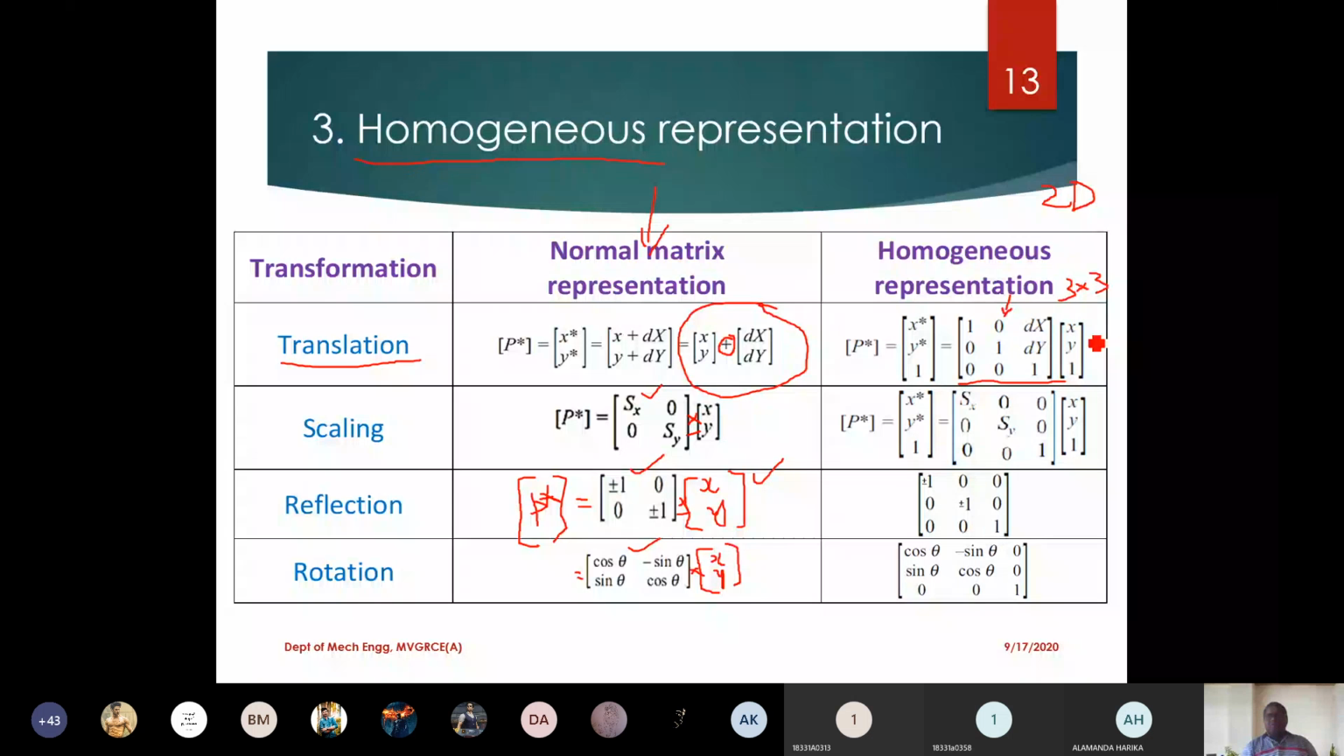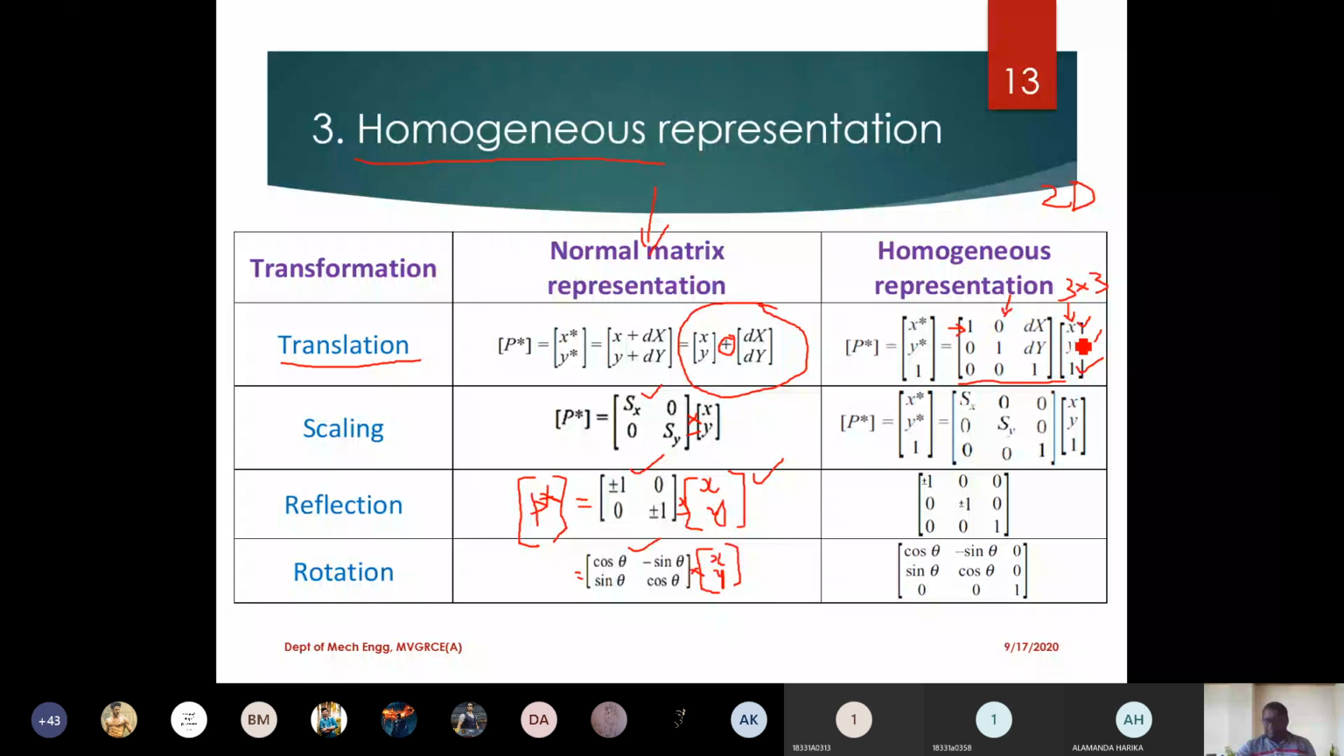And if you want to check how these 3 by 3 matrices are the same as the original, no issue. If you try to multiply these two matrices, this horizontal row you need to multiply with this vertical column. So 1 multiplied by x, x only. 0 multiplied by 0, dx multiplied by 1, dx. So altogether I am getting x plus dx. So x star is equal to x plus dx. So this is the same, right? X star is equal to x plus dx.